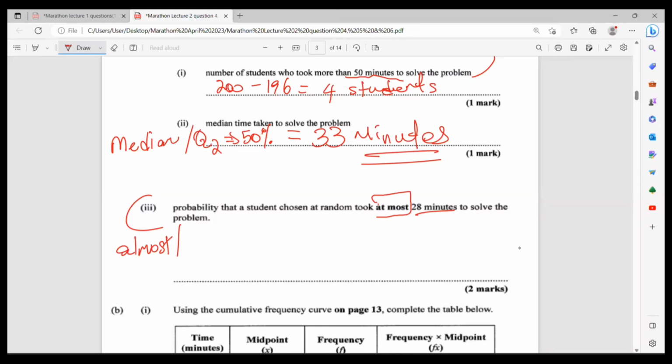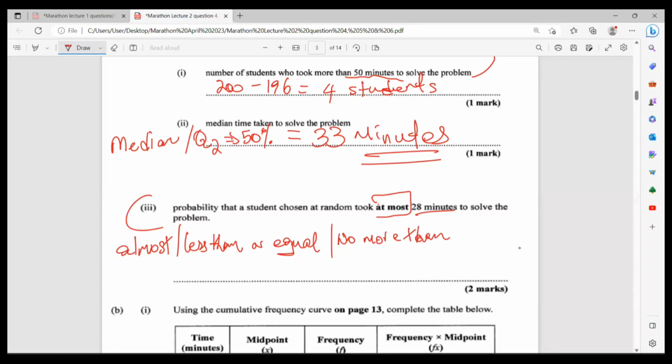So you want to interpret at most. What does at most mean? It means less than, no more than, or equal to. It means no more. All of those ideas are the same. You want to have that in your mind. You want to know that so that you will understand where to go for your answer.